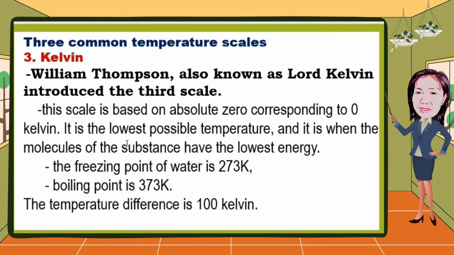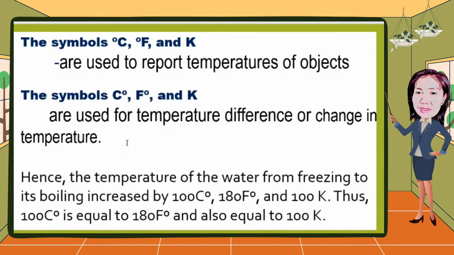And this scale is based on absolute zero, which corresponds to 0 Kelvin. So it is the lowest possible temperature, and it is when the molecules of a substance have the lowest energy. The freezing point of water in Kelvin is 273 Kelvin, and the boiling point is 373 Kelvin. So the temperature difference is 373 minus 273. The answer is 100 Kelvin. So this is the interval.